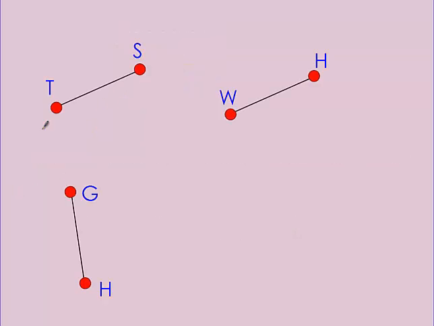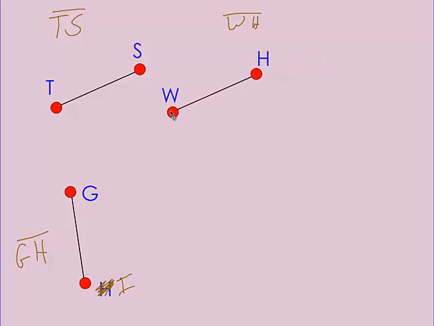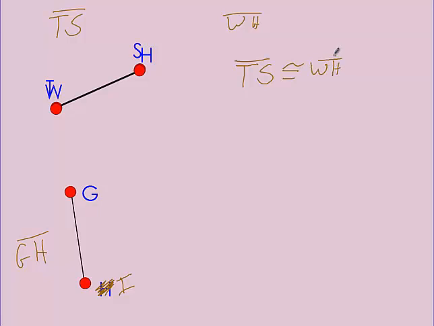So let's take an example. I have these 3 lines here. We got line segment TS, and we got line segment WH, and we got line segment GH. Shouldn't have used H. Let's call that GI. So we got GI, WH, and TS. Are these congruent? Well, if they're the same exact length, they're congruent. Let's see. I'm going to move this line WH and see if it matches TS, and would you look at that? They're the same thing, right on top of each other. So we can say line segment TS is congruent with line segment WH.